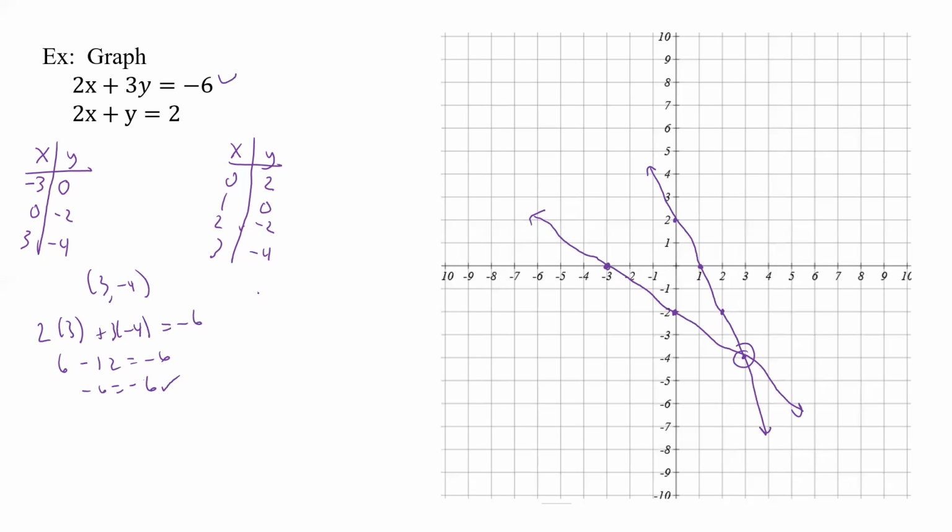Now on the other one, we have 2 times 3, and then plus a negative 4, and that equals 2. So 6 minus 4 equals 2. 2 equals 2. That checks. So our solution is 3, negative 4. So we did draw the graph correctly, and we got the right points.